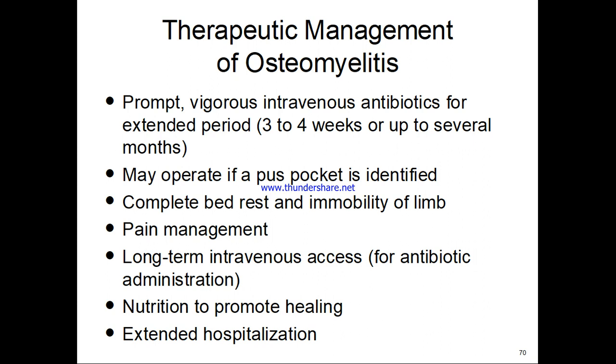So the treatment for this is prompt, vigorous IV antibiotics for anywhere from 1 or more months. Intravenous antibiotics don't travel to the bone as readily as they travel to other areas, and that's why it takes so long to really reach there and accomplish the desired effect. If a pus pocket is identified, they may surgically go in and drain that.